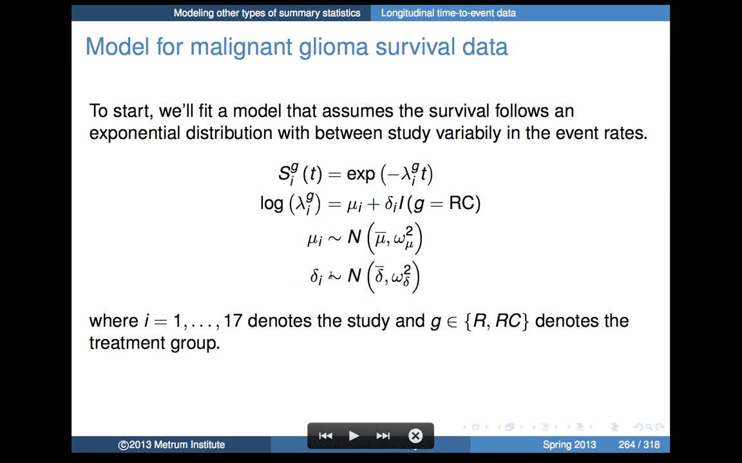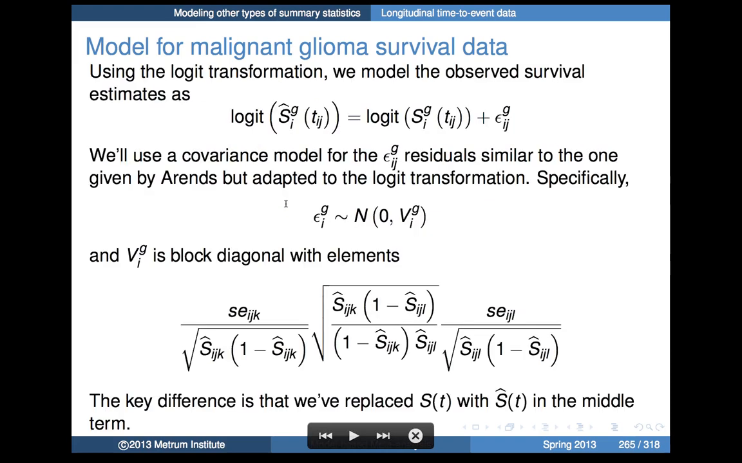And similarly, we'll say that the delta I's, which correspond to the log hazard ratios in this particular model, also follow a normal distribution with some overall mean delta bar, and between study variance omega squared delta. So that's the model that we'll be fitting to the data, where this is the model that defines our survival probabilities over time.